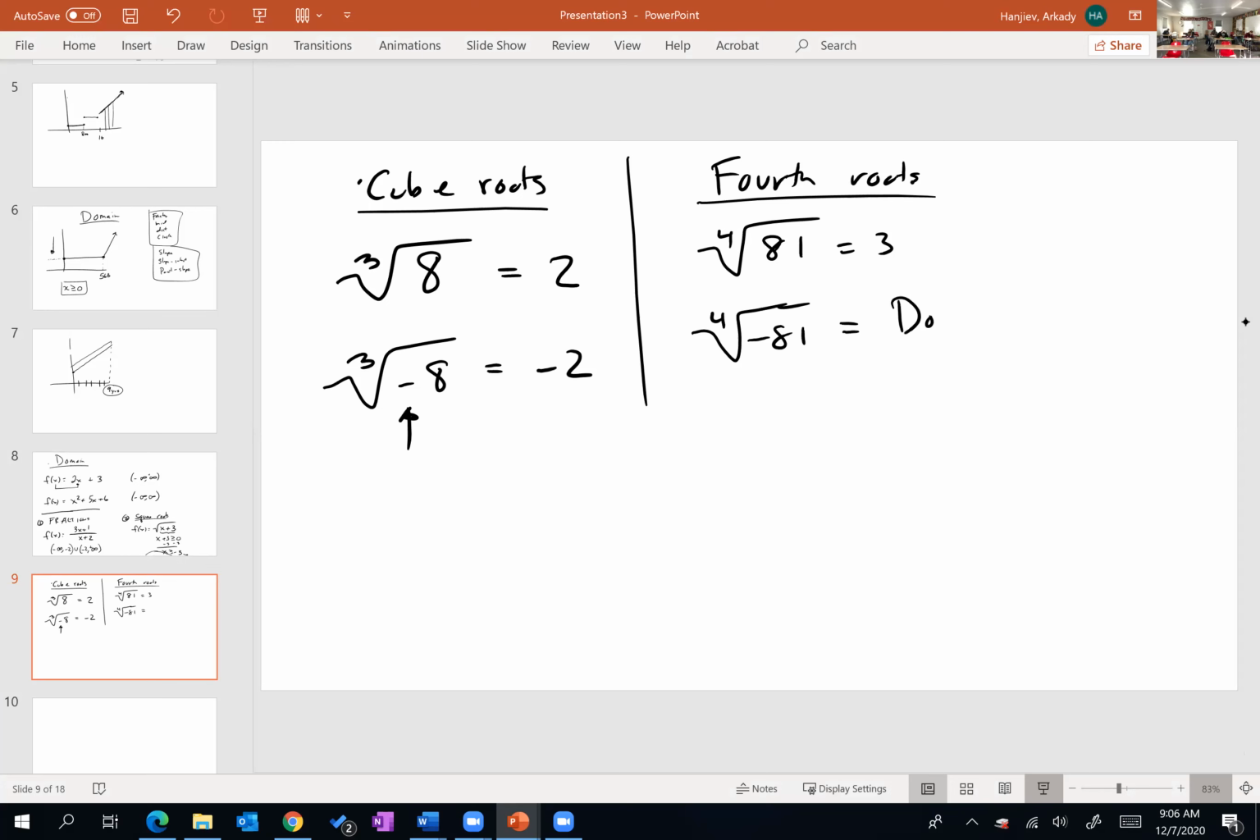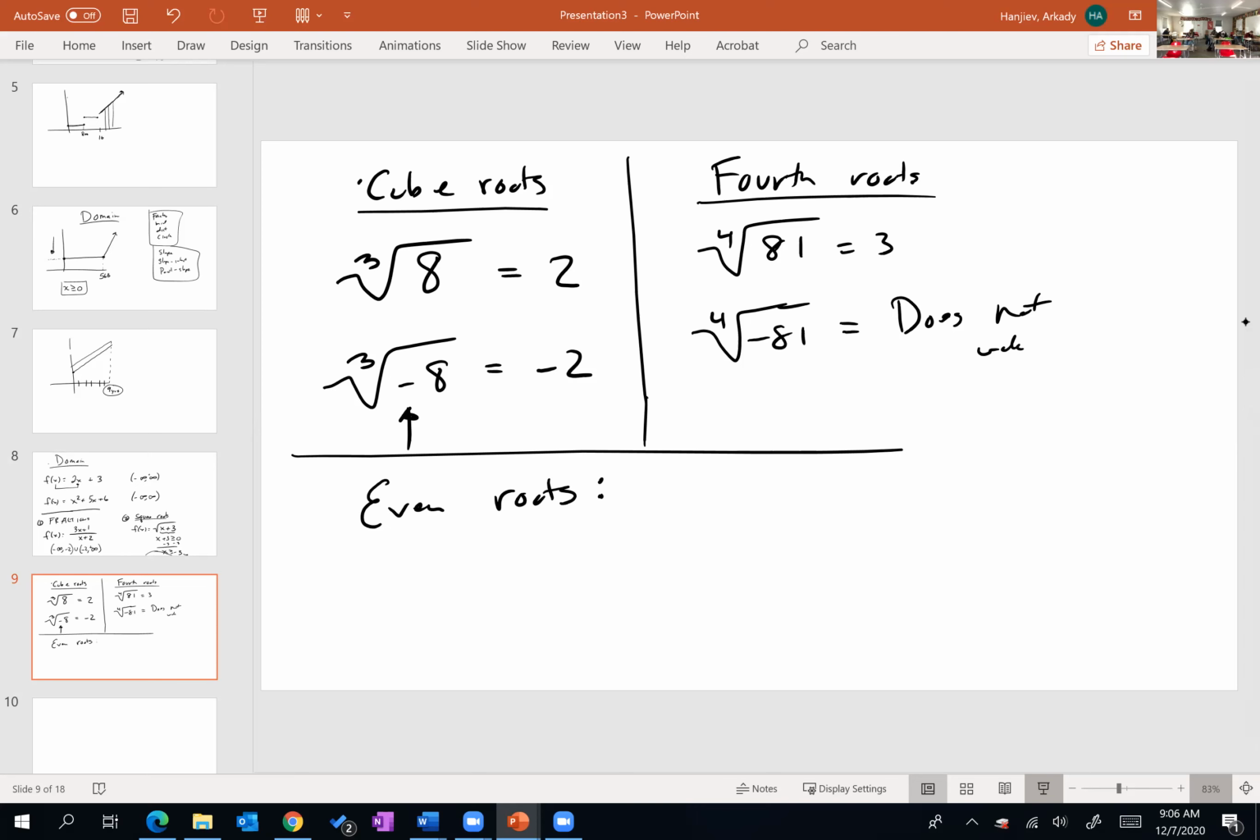Yep, does not work. Okay, so let's do the major thing here. It's not so much square roots, it is very much even roots. That's our problem. Even roots, we have a domain problem. For odd roots, there is no domain problem.